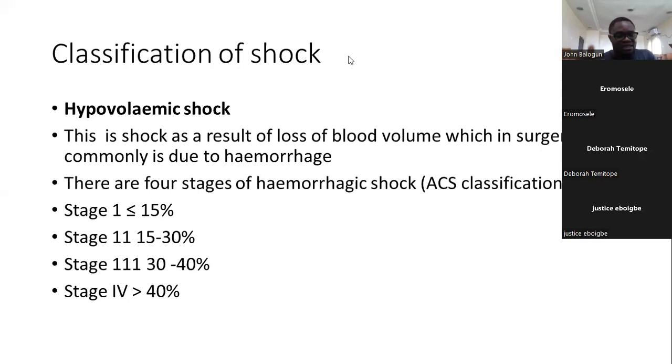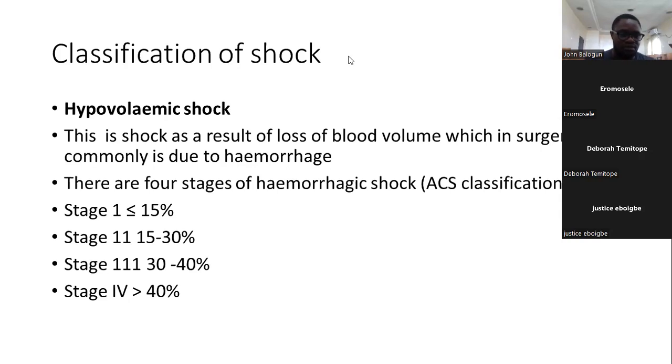So to catch this shock, we have stage 1, stage 2, stage 3, stage 4. You don't want the patient to get to stage 4. You want to catch the patient at best at stage 1, or at most stage 2. Hence there's a classification of stage 1, so that when you check the patient's BP and it's dropping from 120 to 110, you know you're already entering into stage 1 shock. You have to do something about it.